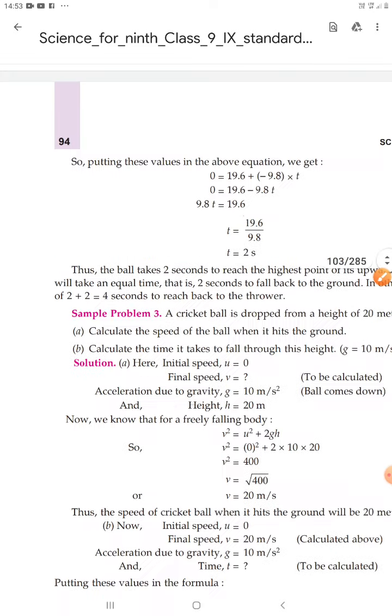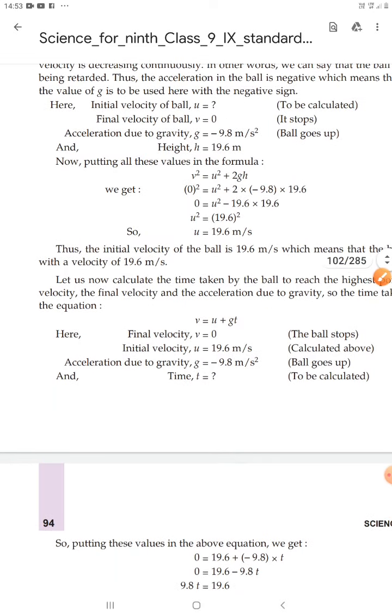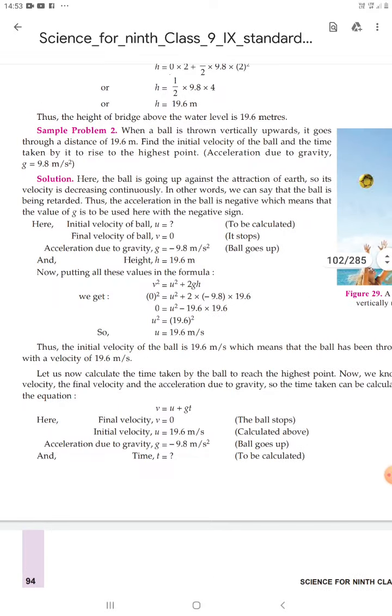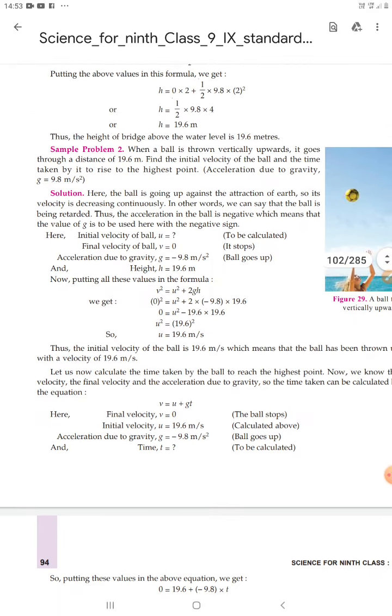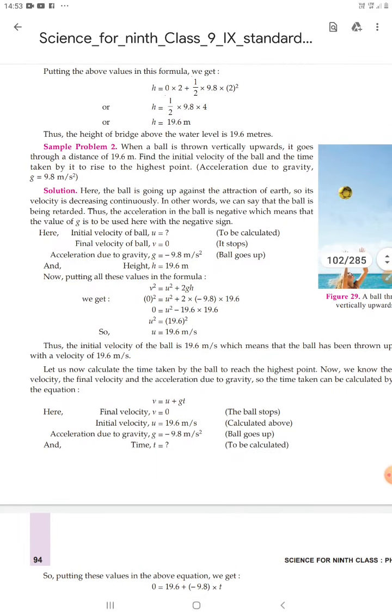Okay, now let us try another question. When a ball is thrown vertically upwards, it goes through a distance of 19.6 meter. Find the initial velocity of the ball and the time taken by it to rise to the highest point. Acceleration due to gravity is given. We have to take 9.8 meter per second square.